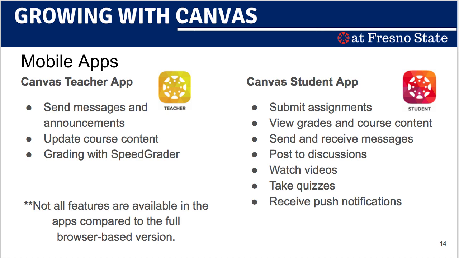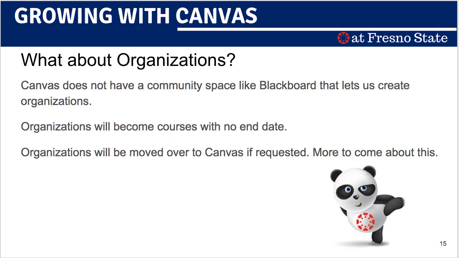The mobile apps for Canvas are available on iOS and Android platforms. They allow the teacher to send messages, update course content, and rapidly grade assignments. The Student app allows students to submit assignments, view grades and course content, send and receive messages, post to discussions, watch videos, take quizzes, and receive push notifications.